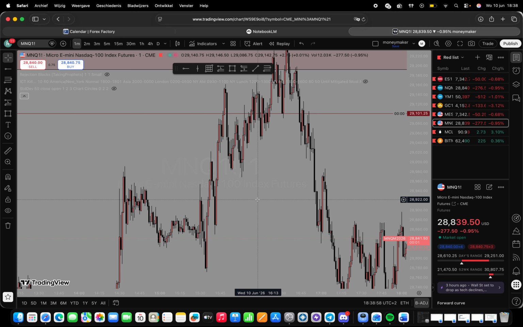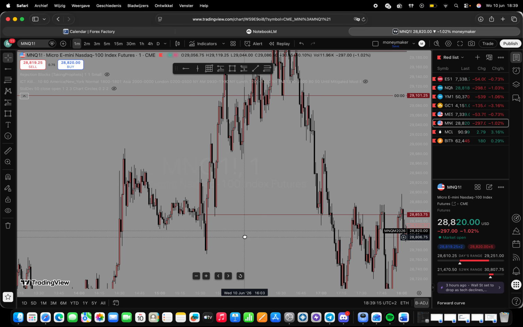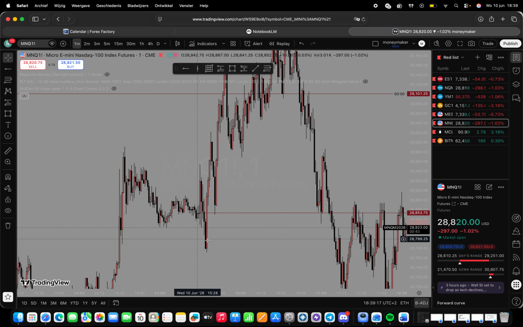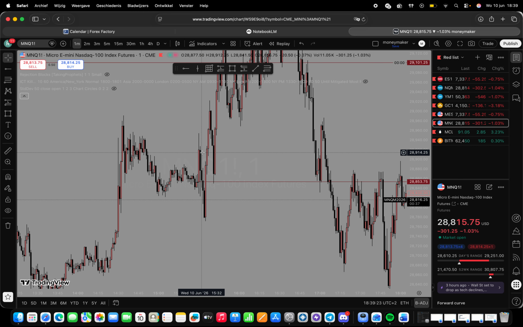So what do we want to do? First things first, we want to mark out our New York opening, and this was, I think, right here. Yes, so this was our opening price at the New York session. So what can we determine from that? We want to see a manipulation away from the direction that we want to trade into. So we saw here, we manipulated down to this point right here.